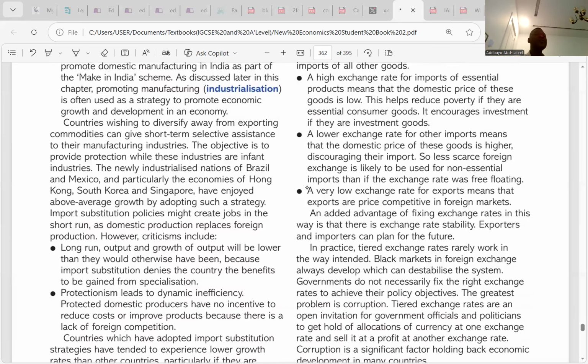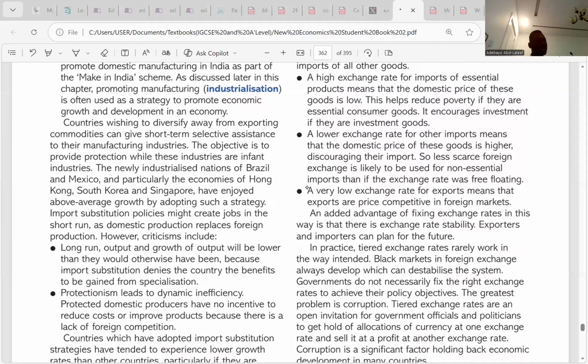Countries wishing to diversify away from exporting commodities can give short-term selective assistance to the manufacturing industries. The objective is to provide protection while these industries are infant industries. The newly industrialized nations of Brazil and Mexico, and particularly the economies of Hong Kong, South Korea, and Singapore, have enjoyed above average growth. By adopting such a strategy, import substitution policies might create jobs in the short run as domestic production replaces foreign production.